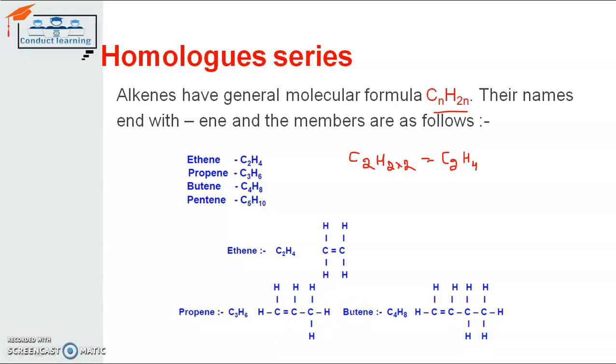The same procedure is followed by butene also, where the carbon atoms are increased by 1 and the hydrogen atoms are increased by 2. And the structure of butene is also presented there, where these two carbons are making a double covalent bond with each other, but the rest of the carbon atoms are making single bonds either with a carbon atom or a hydrogen atom. So in this way, alkene is another type of compound that comes under the homologous series of carbon compounds.